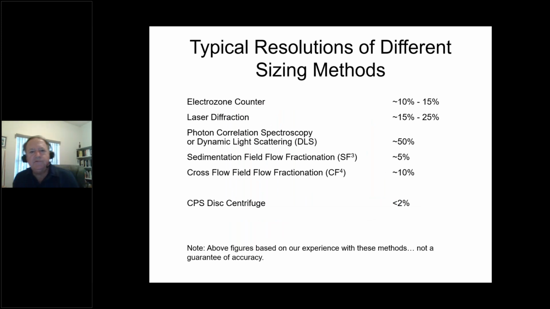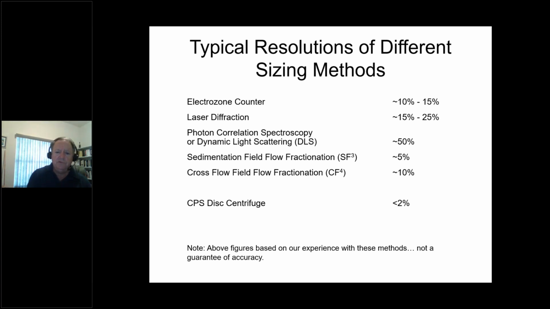So what are the resolutions for typical sizing methods? I've listed a few here. There are lots of different methods, of course, but these are some common ones. The electrozone counter, a long time ago called a Coulter counter, developed by Walter Coulter in the 1950s. The electrozone counter has a resolution of 10 to 15%. A perfectly narrow peak will be reported as 10 to 15% as wide as its mode diameter. Laser diffraction, depending on the instrument, has 15 to 25% resolution. Photon correlation, or DLS, has approximately 50% resolution.